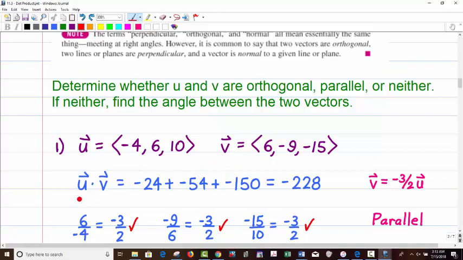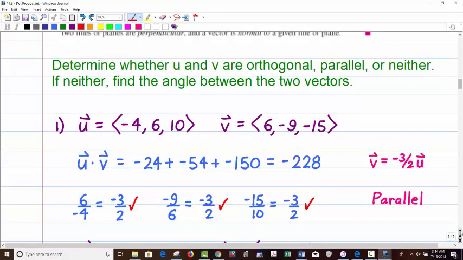Okay, so I did this with these two vectors, u and v. So I went ahead and tried to check for orthogonal first. I did the dot product between u and v, and I got negative 228, which of course is not 0. So I've eliminated orthogonal. So now it's either parallel or neither.